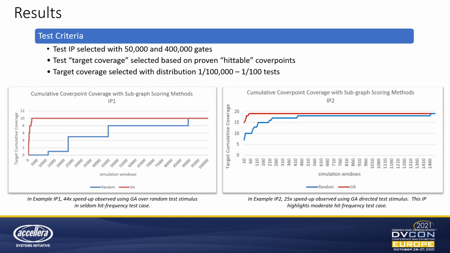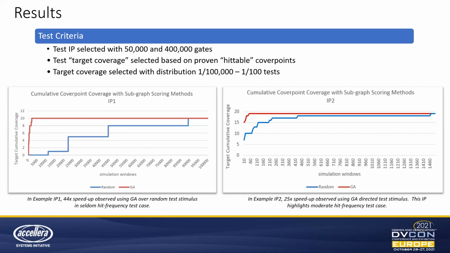For evaluation purposes, 2 IPs were selected with contrasting characteristics. These test IP were selected to cover a range of scales, where the first, IP1 on the left, had 50,000 gates. The second, IP2, had 400,000. They were also selected to cover a range of cover point distributions. So this distribution, as we define it, is the probability of a given cover point being hit from a random test case. And this distribution for these IPs range from 1 in 100,000 to 1 in 100. So this provides a wide range of sizes and also cover point characteristics.